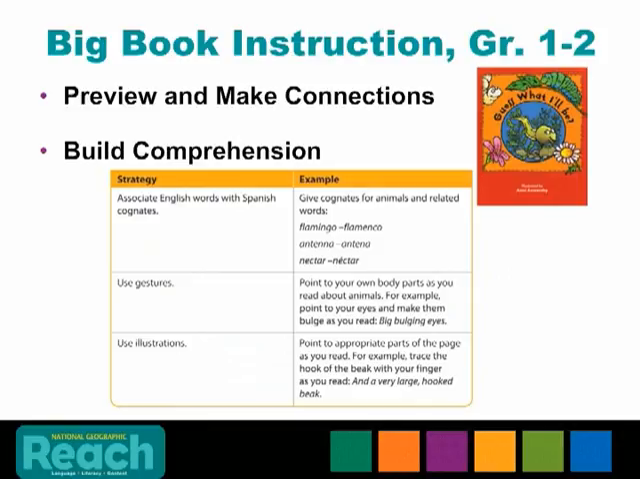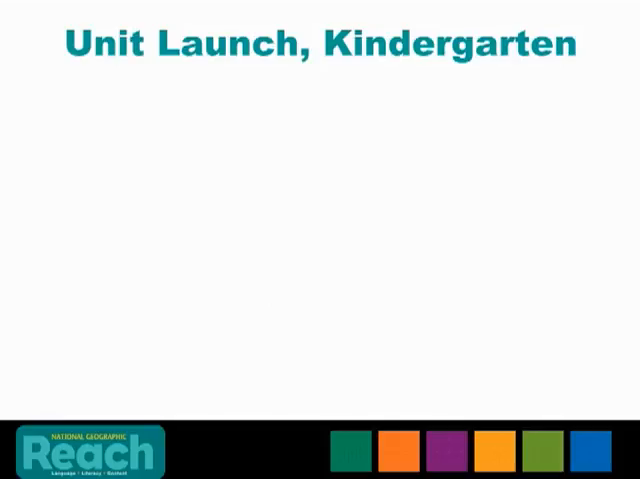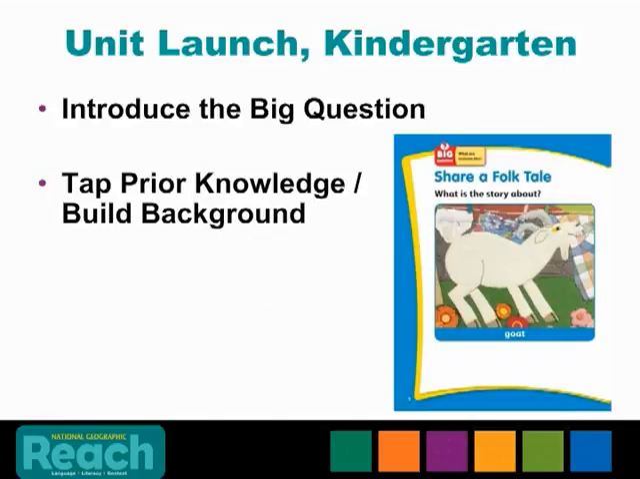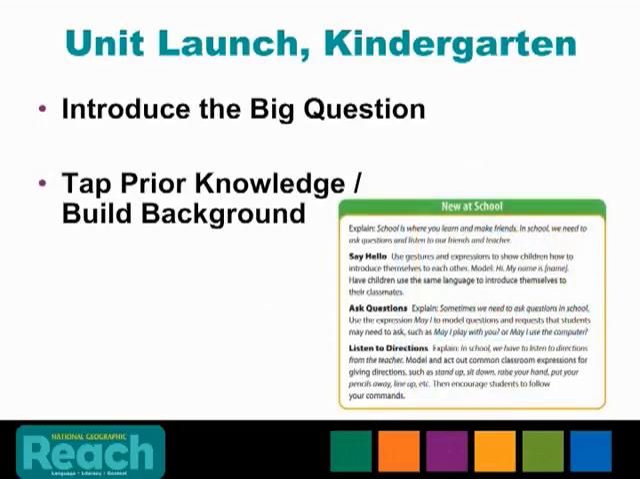The unit launch in kindergarten is very similar to the unit launch in first and second grade, with a few differences. The Big Book introduces the big question before tapping students' prior knowledge and builds background for the unit concept. The unit launch at the kindergarten level also includes some new at school instruction that helps develop students' social and interpersonal skills. Look at these great examples that help say hello, ask questions, and ask for directions. We will delve into this instruction in more detail in On-Demand Module 4, Teaching Success for Reach, Kindergarten.